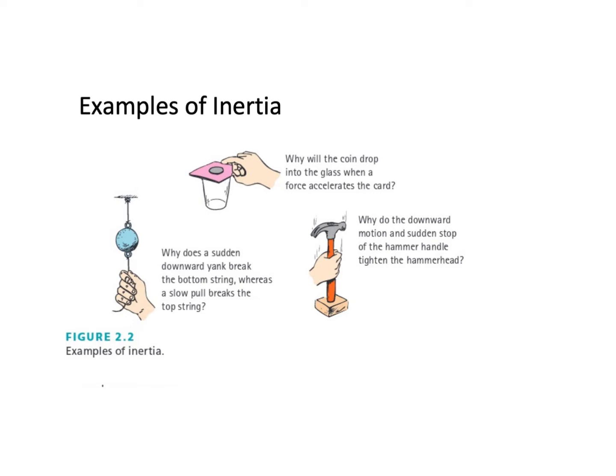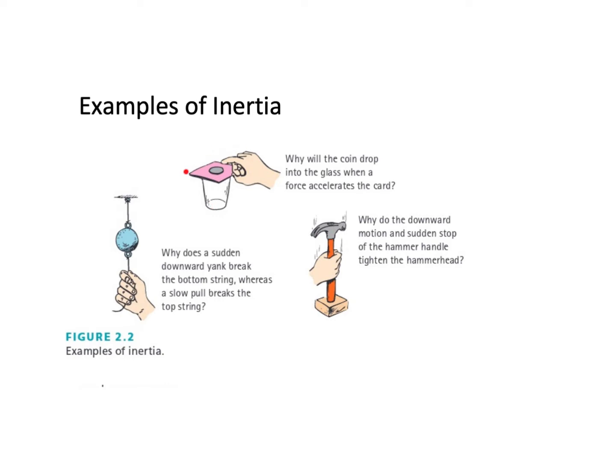In this next image here, this is sort of a classic physics demonstration. You have an index card over a cup, and there's a quarter or some coin on top of the index card, and you just flick it with your finger and knock the index card out, and what happens is the index card goes away and the coin will fall into the cup.